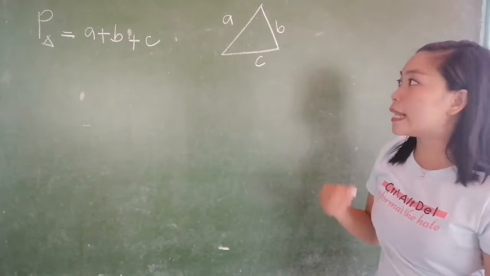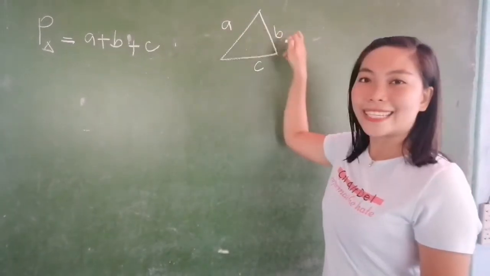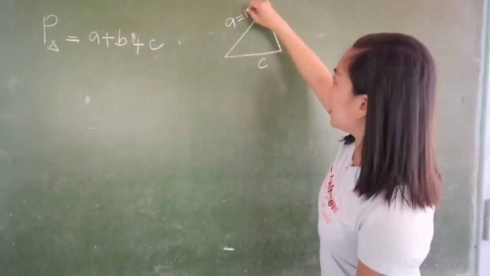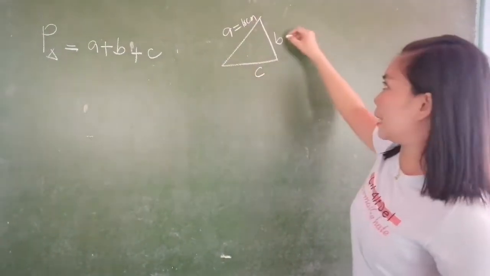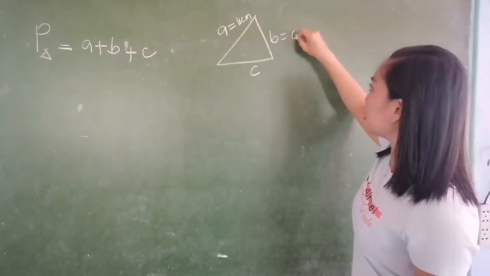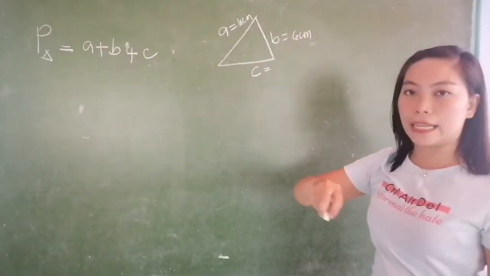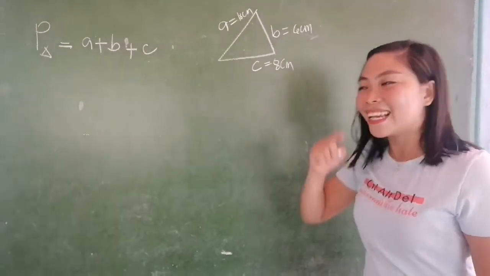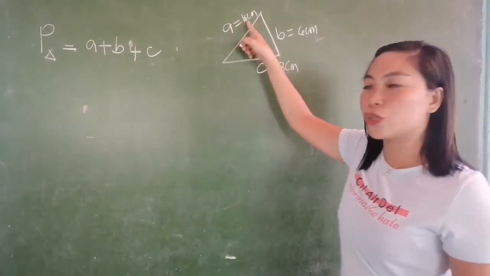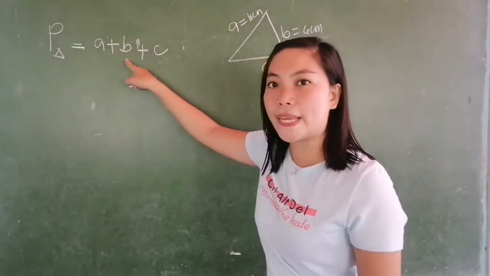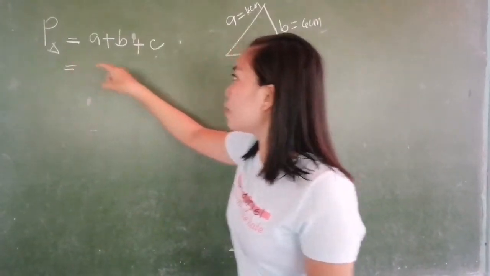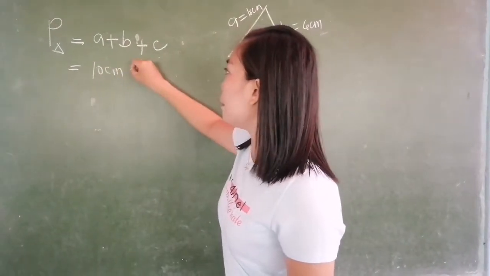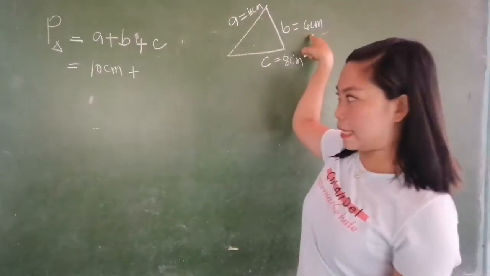Okay. Now, let's have the measurement of each side. So yung A natin, sabihin po natin, this measures 10 centimeters. Yung B natin, let's have it as 6 centimeters. At yung C natin, let's have it as 8 centimeters. So what we're going to do is substitute the given values to the terms. So you have the A, B, and C. So what is the value of A? You have 10 centimeters. Then substitute natin, plus the value of B is 6 centimeters.